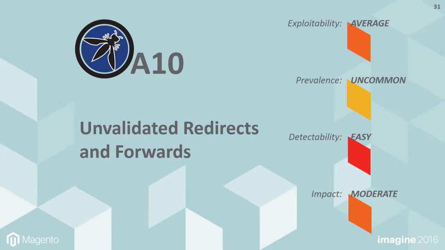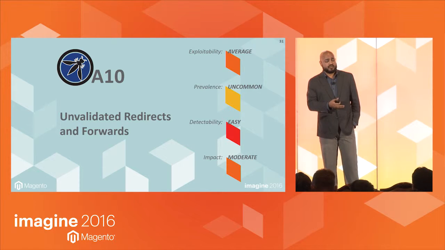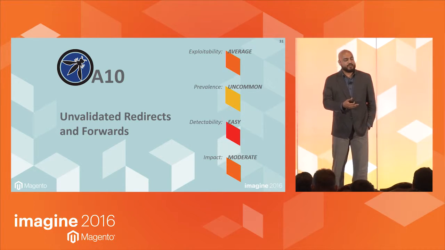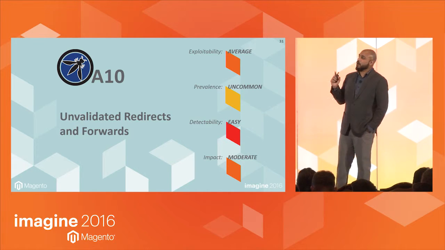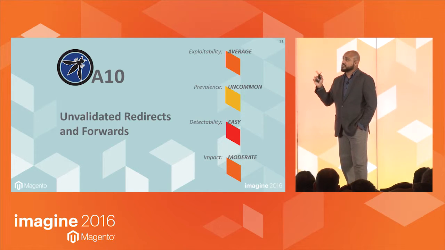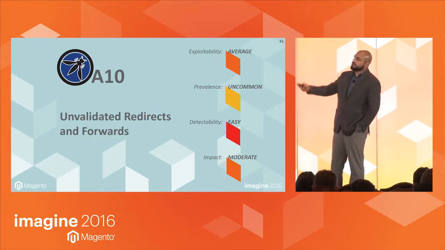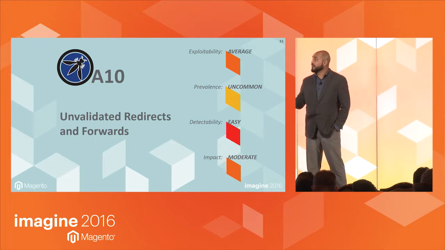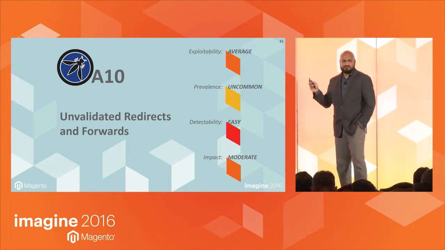And the last one, A10, unvalidated redirects and forwards. How this works is we have a redirect. It takes a parameter, and it just redirects to that parameter. In truth, I think OWASP is just grasping at straws here, because there's not much you can do about this, and most big companies who have bug bounties don't even offer bounties for this sort of vulnerability. So that's the top 10.